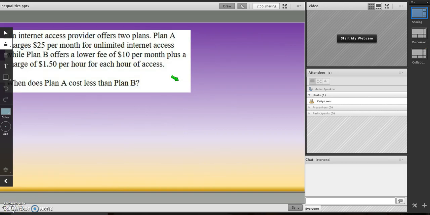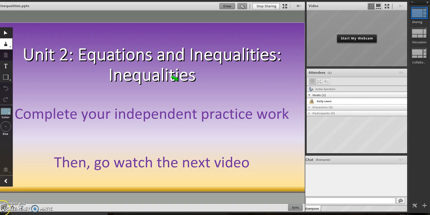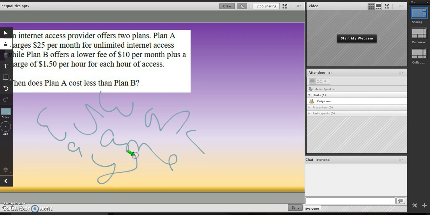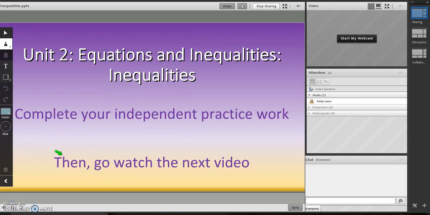Okay, and you work this one the same way, but I want to keep these videos really short. So work the same way. All right, so these are inequalities, and then go work on your practice work, and that's it for this unit.